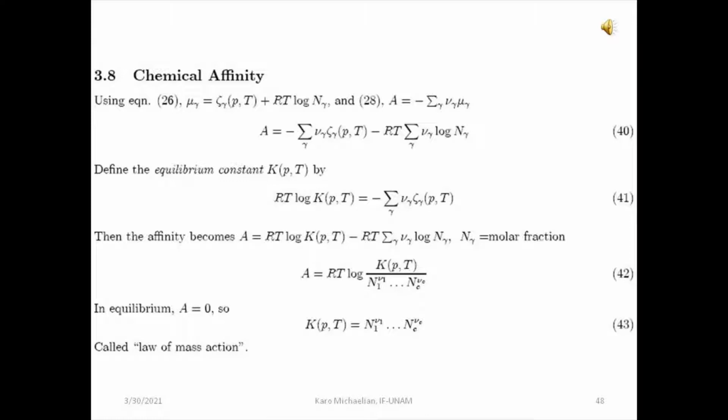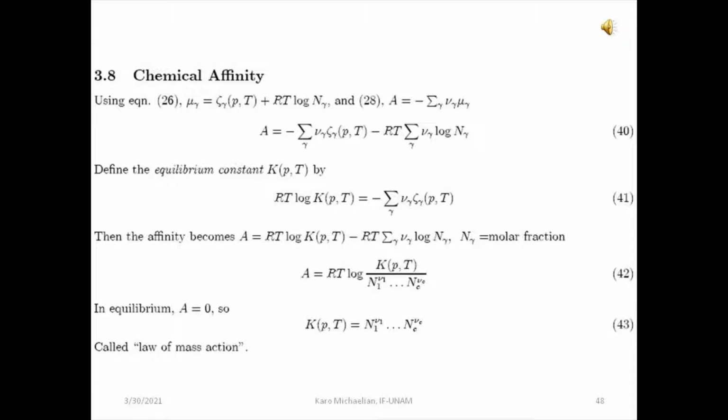We now introduce a new variable which will be called the equilibrium constant, K, which is a function of pressure and the temperature. We introduce it by setting RT times the logarithm of K equal to the first term in equation 40 for the affinity. So equation 41 is just the definition of the equilibrium constant K.